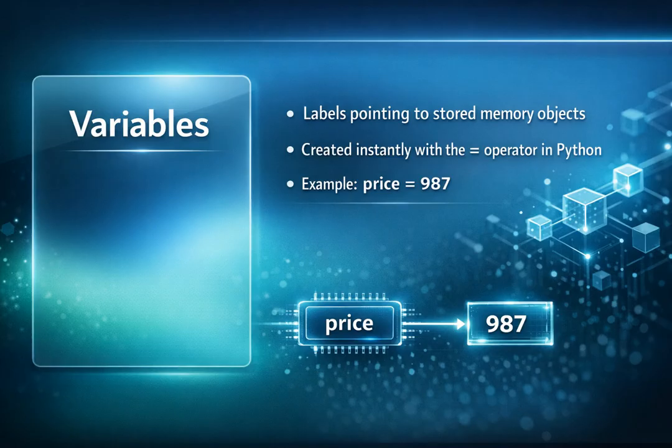A variable is a named memory location that holds a value. In Python, you create a variable simply by assigning a value to it using the equals sign. For example, writing price equals 987 creates a variable named price and stores the number 987 in it.